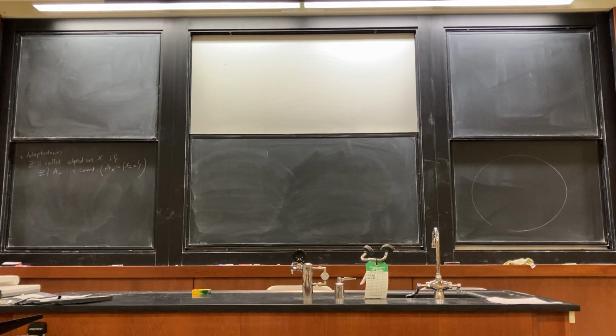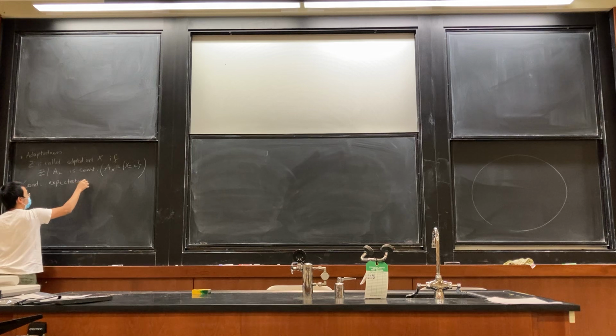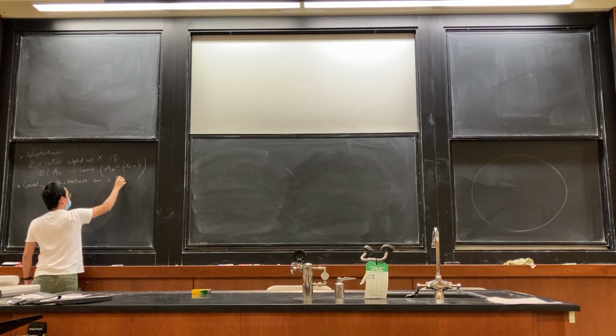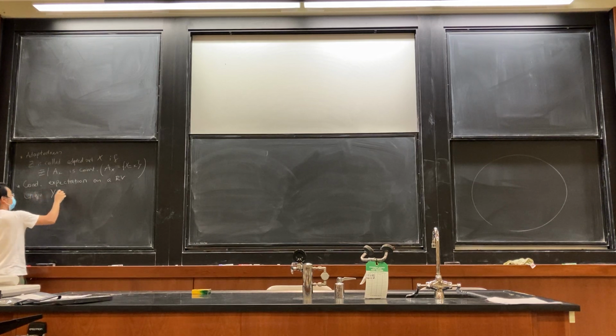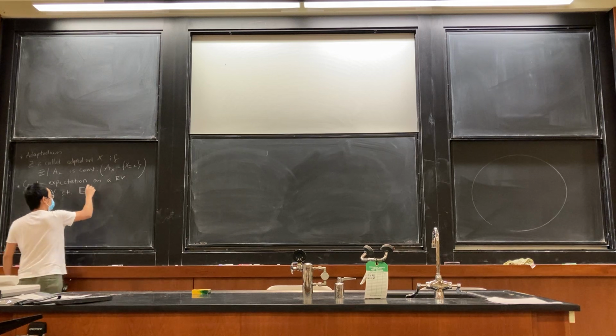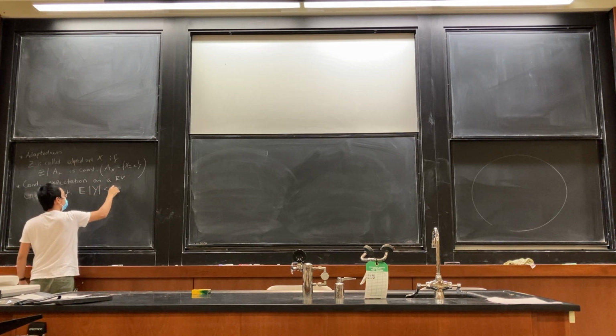Adaptiveness. What else? The conditional expectation. So, conditional expectation as a random variable. Because we're going to say, given Y such that the expected value of the absolute value of Y is finite.